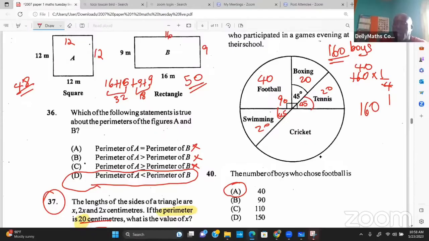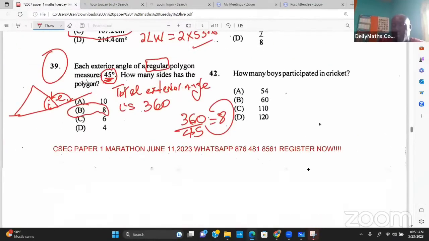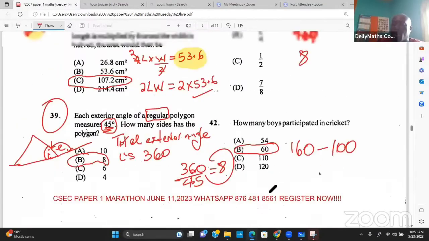So we're talking about 100, let's add it. Talking about 40 plus 20, that's 60, plus 20, that's 80, plus 20, that's 100, all right? So then we're talking about 100 minus. So it's gonna be 160 and you take 100 from it and then you're left with 60 here, all right? So you have to take a good look again.